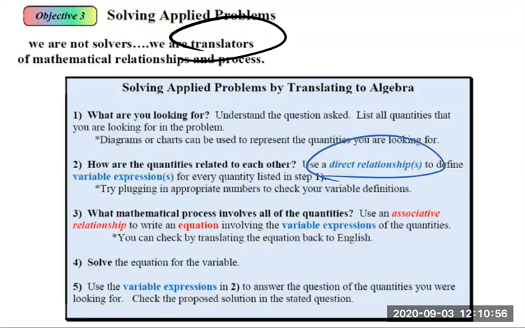That's the associative relationship, what I call the mathematical process. So we write an equation involving the variable expressions of the quantities. Then, of course, once we have the equation set up, we can just use algebra to solve it. The algebra is actually solving and going through the computations that you need to get your answer. So let's do this for the first problem.